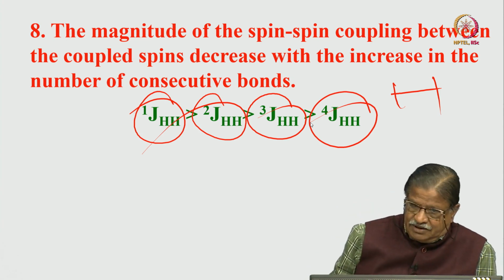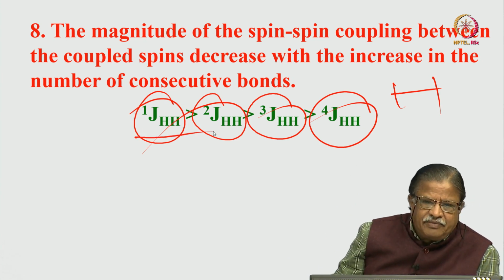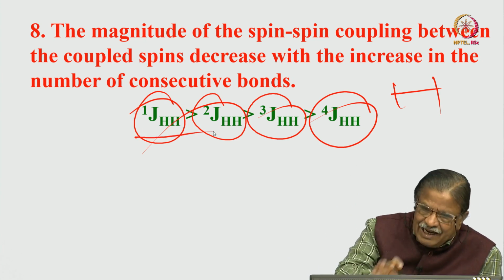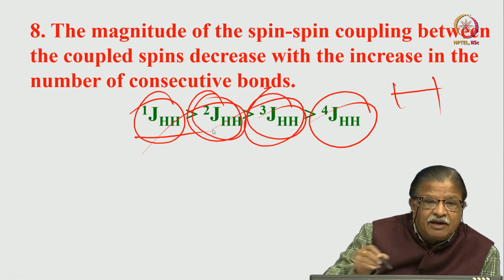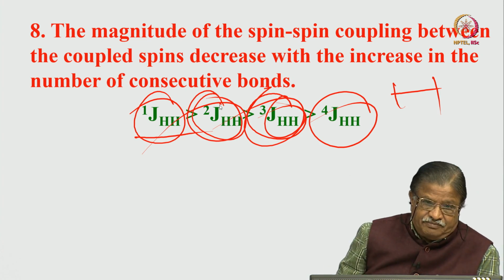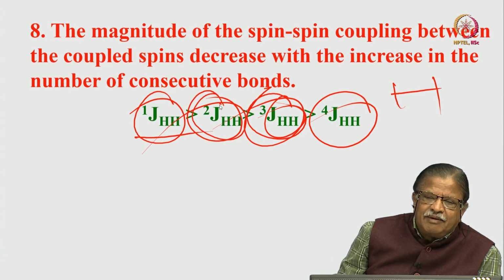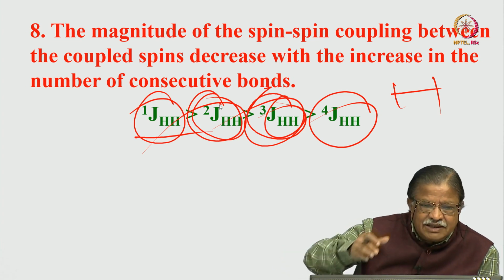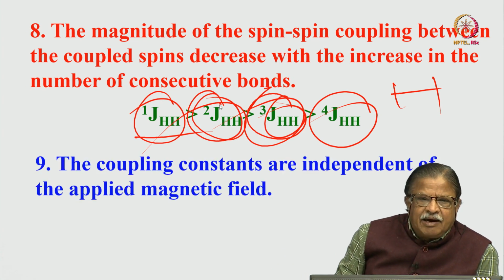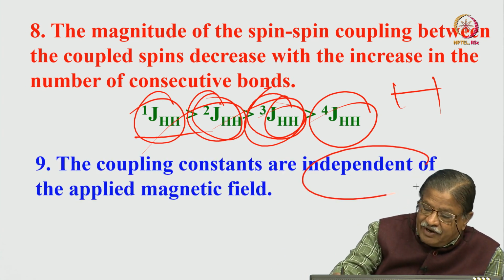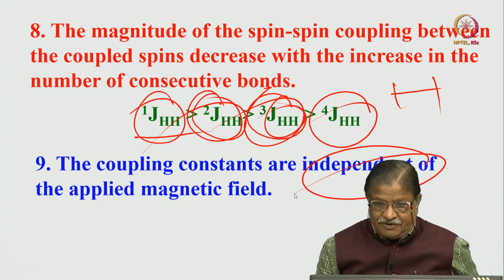But there can be violations. It need not always obey this formula. It is generally the case, but it is possible that a 3 bond coupling can be larger than a 2 bond coupling. This is possible, but this is the general trend. As the number of consecutive bonds increases, the strength of the interaction keeps coming down. The coupling constants are independent of the magnetic field. Remember, I told you chemical shift has a field dependence.